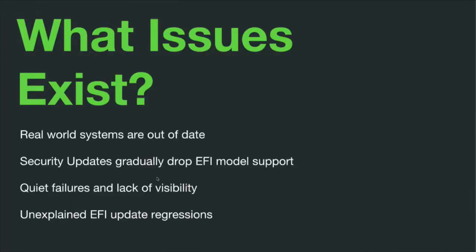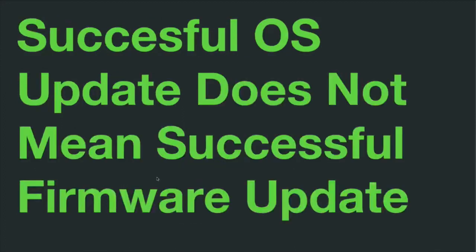First of all, real-world systems are out of date or out of sync as far as what they are expected to be. Also, we noticed that the security updates that are sent out after the OS version shifts a full number also gradually drop the EFI model support that comes with it. It's not something that's really publicized by Apple. Also, quiet failures and lack of visibility. Like I said before, if it doesn't go through, there's no way of finding out other than going to look for the information. And we also found some unexplained update progressions where Apple seemed to ship the wrong things at the wrong time. So a successful update does not mean a successful firmware update.